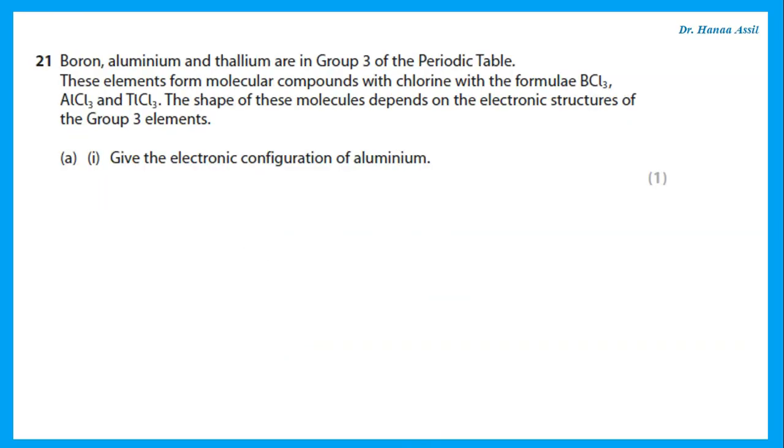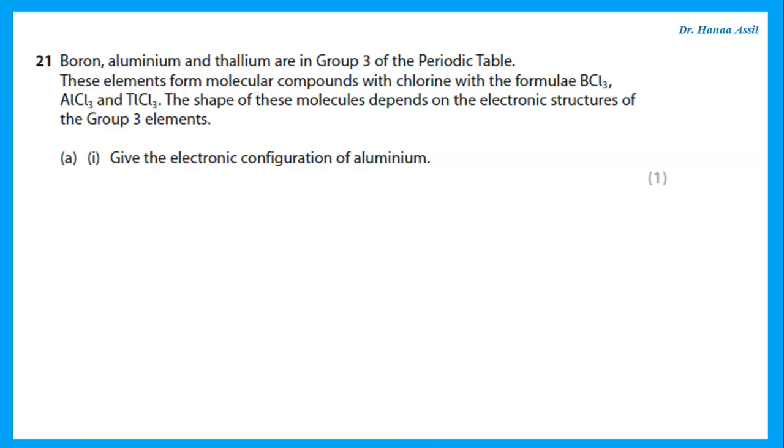Boron, aluminium, and thallium are in group 3 of the periodic table. These elements form molecular compounds with chlorine with the formula BCl3, aluminium trichloride, thallium trichloride. The shape of these molecules depends on the electronic structures of group 3 elements.